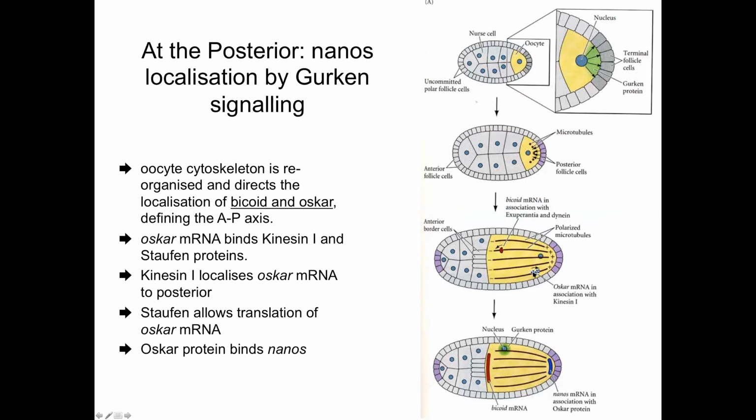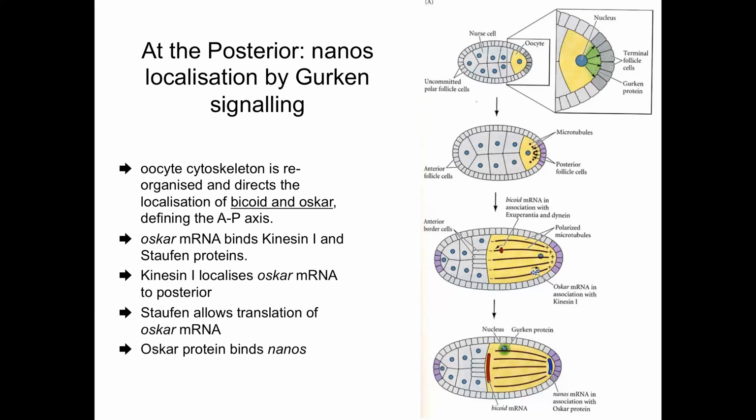On the other hand, OSCAR is an mRNA binding protein, so its mRNA gets localized to this end. Nanos is actually present throughout, but what happens is this OSCAR mRNA, which is locally translated at the posterior end, results in OSCAR protein, which has affinity for the nanos mRNA. So even though nanos may be present everywhere, its specific association with OSCAR protein is going to localize its expression, its presence, only to the posterior end.